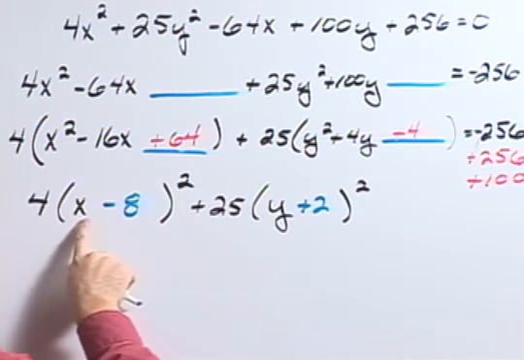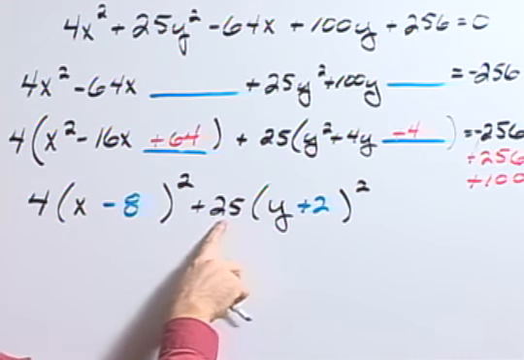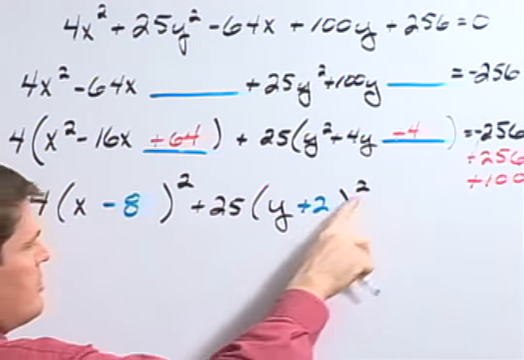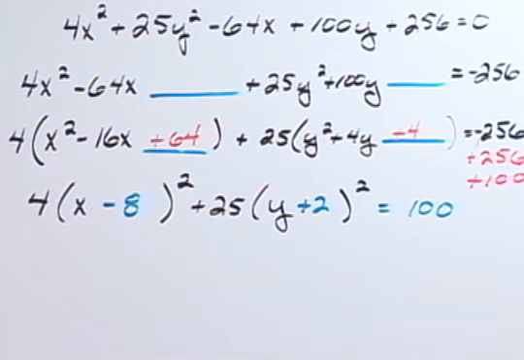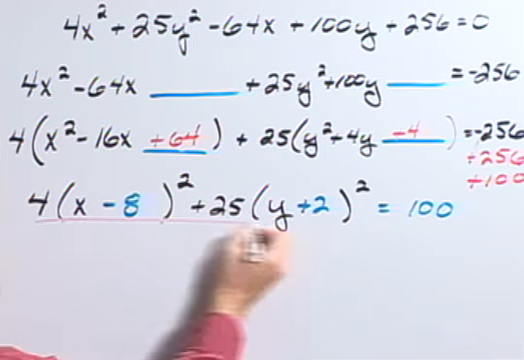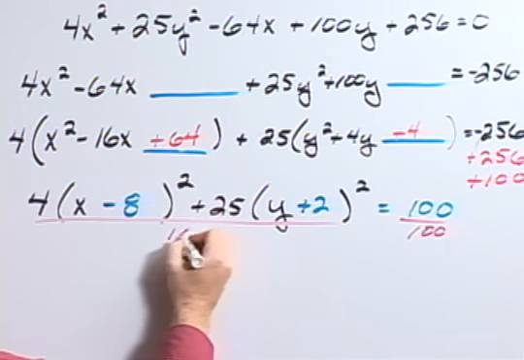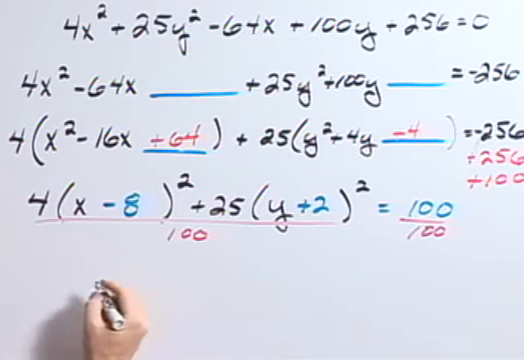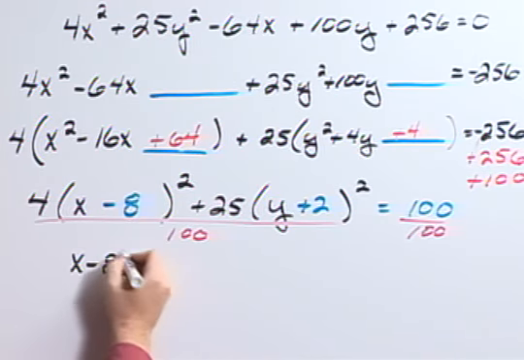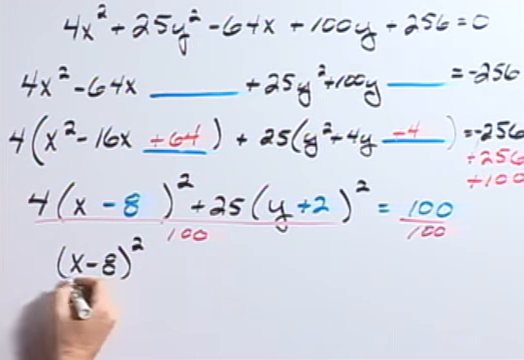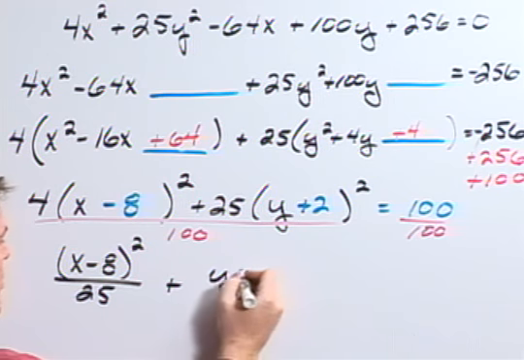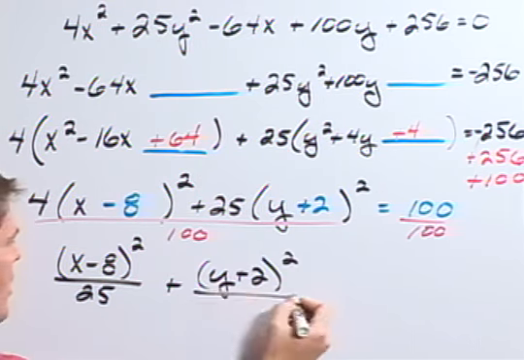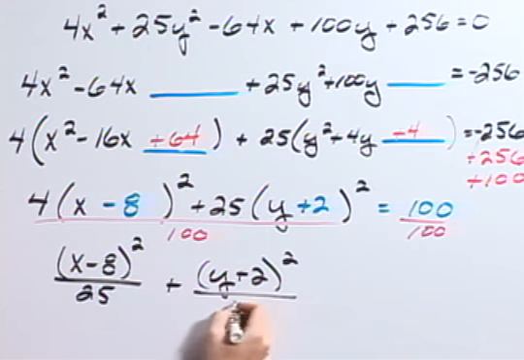So I get 4 times the quantity x minus 8 squared plus 25 times the quantity y plus 2 squared is going to equal 100. Now I can divide both sides by 100. So on my left, I'll have x minus 8 quantity squared over 4 over 100, which is 25, plus y plus 2 quantity squared over 25 over 100, which is 4, equals 1.